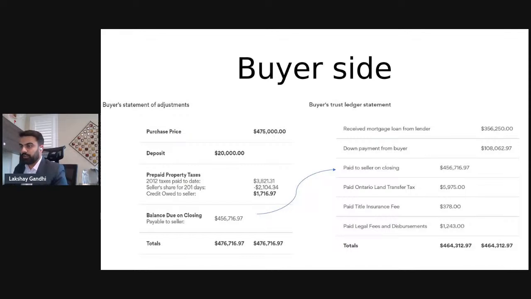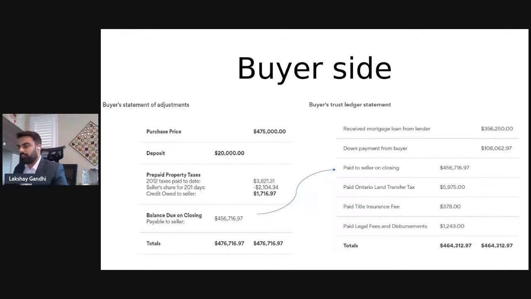In this scenario, as you can see, you have received a mortgage of $356,000 from the bank. You have a down payment that you must have paid, and the third item, $456,000, actually comes from the statement of adjustment. So you have a balance due on closing of $456,000. The statement of adjustment tells you how much is supposed to be given to the seller at the time of closing, so that $456,000 populates here.